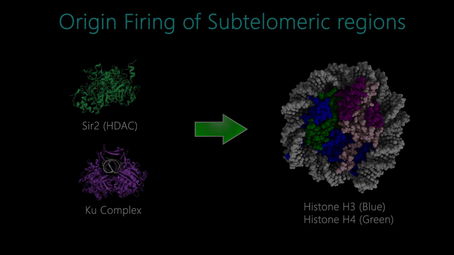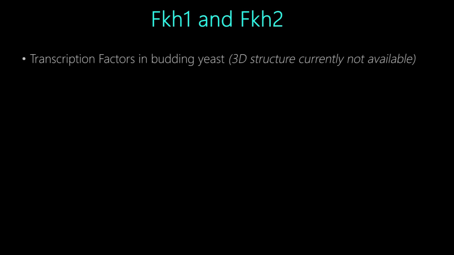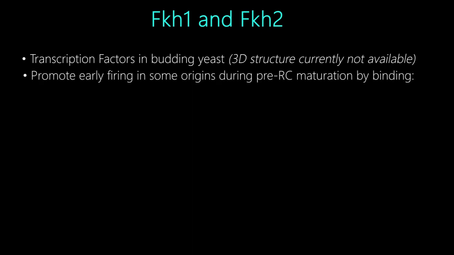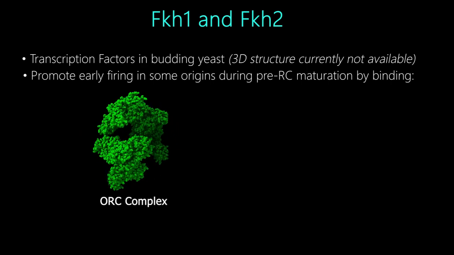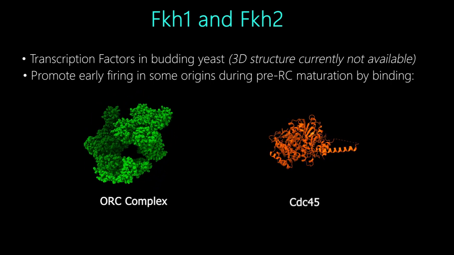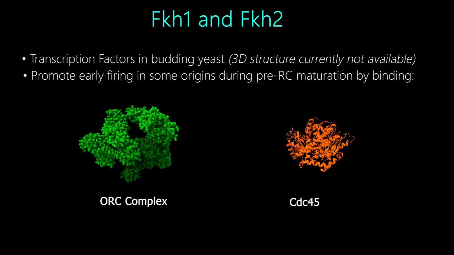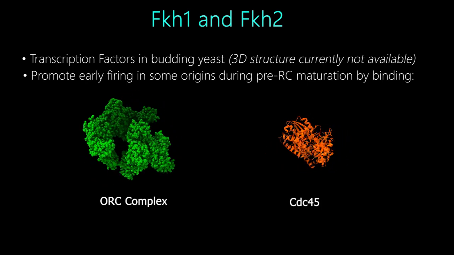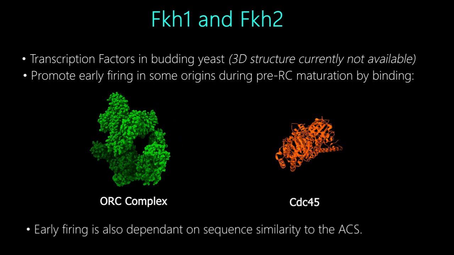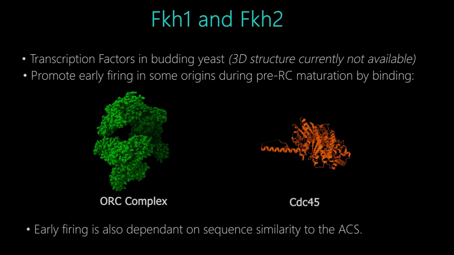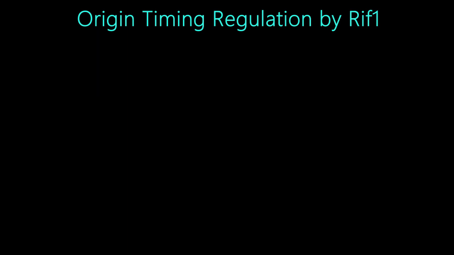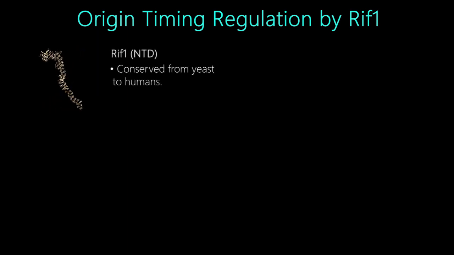Among the key determinants of origin firing timing in yeast are the transcription factors FKH1 and FKH2. These proteins promote early firing in some origins through ORC binding and association with CDC45 during pre-replication complex maturation. FKH1 and 2 binding sites are limited to early origins, however early firing is also dependent on close proximity to the ACS. The telomere binding protein, RIF1, is also an origin timing regulator which is conserved from yeast to humans.